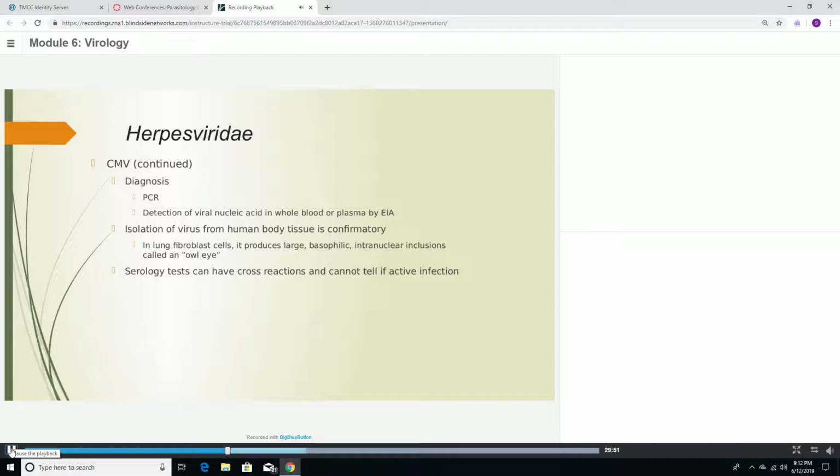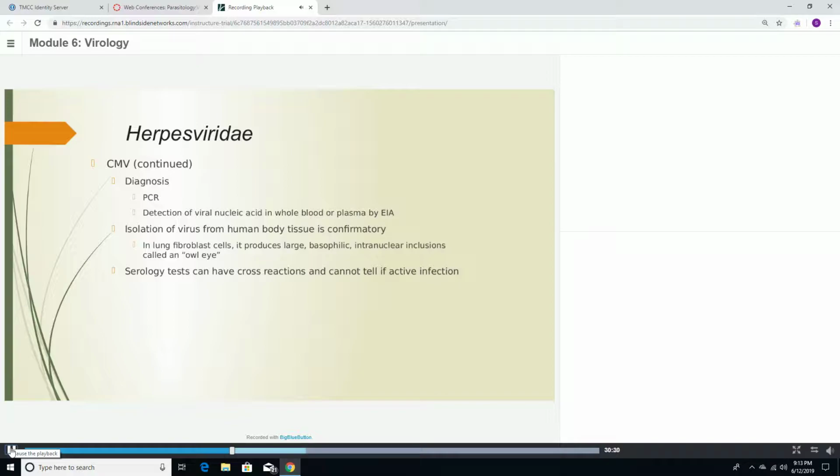Diagnosis, again, we're going to do PCR techniques, detection of viral nucleic acid in whole blood or plasma by enzyme immunoassays. We could do isolation of the virus from human body tissues as a confirmation test. So we're going to look at lung fibroblast cells, and it's going to produce a large basophilic intranuclear inclusion called an owl eye. And again, this is something that you're going to be able to look at the cells and know that it's there because it's called an owl eye. And it's basophilic. So what does that mean? It's kind of a dark azure purple color.